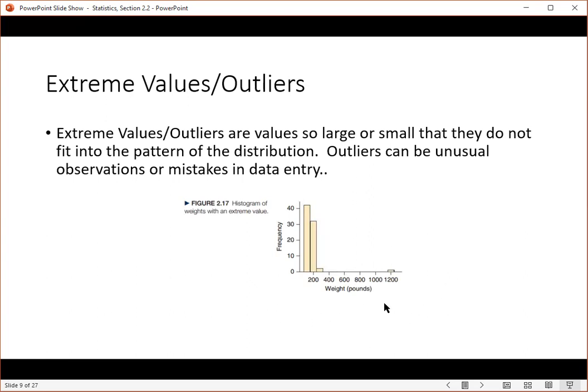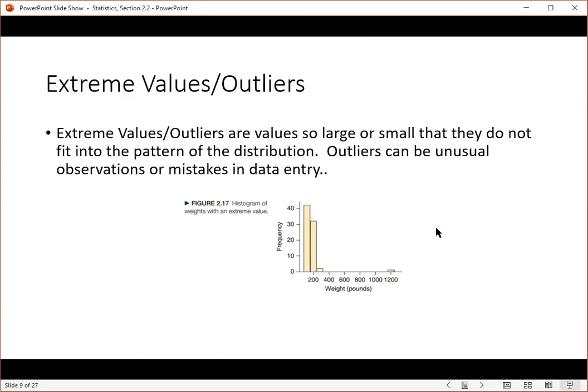And so if we look at this case, this is a histogram of weights, right? And we've got all these people's weights here. And then supposedly there's someone who weighs 1,200 pounds. That is unlikely to be accurate. Most likely this was a mistake of data entry and that person was supposed to be 120 pounds, and then they'd fit into the rest.